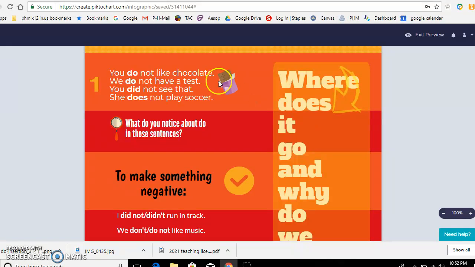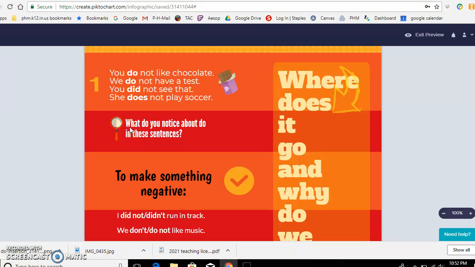So I still kept my examples first. So I went with the most used use for do insertion, which is negation. And so I started with that, and I gave my examples. And instead of having a what do you notice at the bottom of all the examples, I put it after each. So I have my examples, and then I have what do you notice about these sentences.